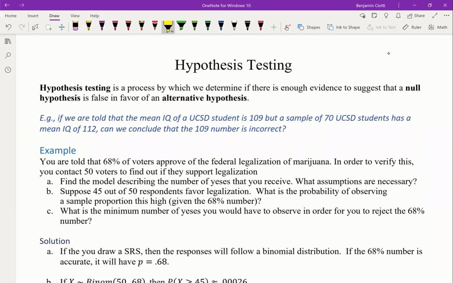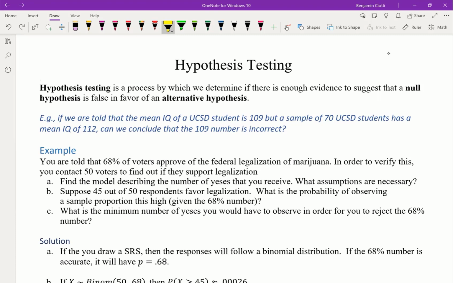Like, for example, suppose we're told that the mean IQ of a UCSD student is 109, but we sample 70 UCSD students and find a mean IQ of 112. Can we conclude that the 109 number is incorrect? That would be an example of a hypothesis test in which we were trying to decide something about the mean of a population, namely the mean IQ of the population of UCSD students.